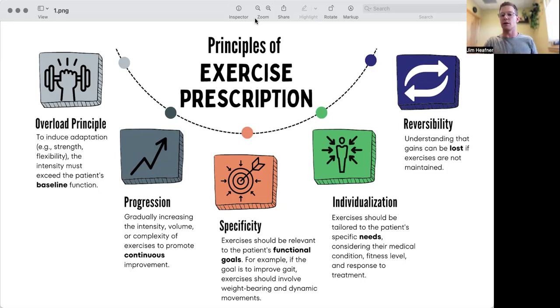And then lastly, reversibility. This is almost common sense. It's kind of the bed rest principle that if you aren't working towards progressing overload towards something or progression of something, we're going to see reversibility. So the gains that you have made will be lost if you don't maintain those exercises.